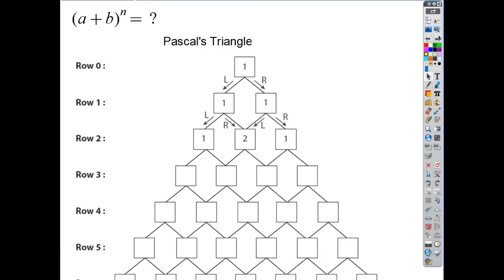So here's Pascal's triangle. Pascal's triangle does lots of stuff, but it does something for us today. Now does that look scary?